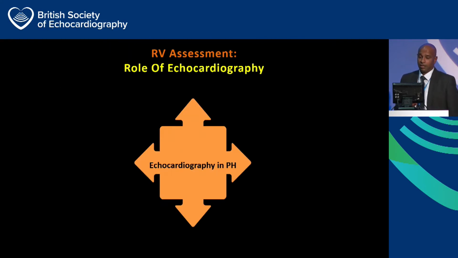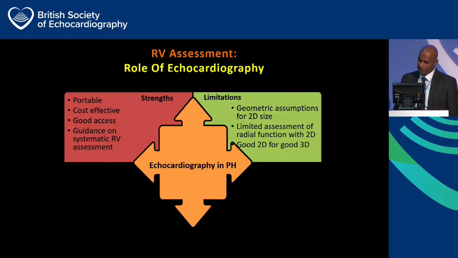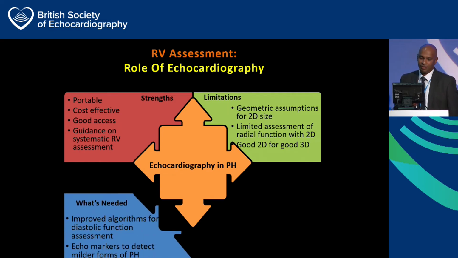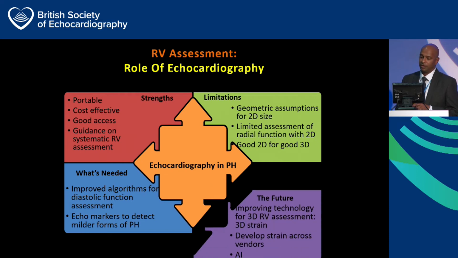So, summary. In terms of right ventricular assessment and the role of echocardiography, echo undoubtedly has numerous strengths. Portable, cost-effective, good access throughout the UK, and we do have guidance on systematic approach to right ventricular assessment. Limitations in 2D echo, there are massive limitations in terms of geometry of the right ventricle, and we have limited assessment, unfortunately, in radial function, which is important in certain disease processes. We've mentioned for good 3D images, you need to have good 2D images. What's needed? I think we need to improve algorithms for diastolic function assessment, and I think we need echo markers to detect milder forms of pulmonary hypertension.